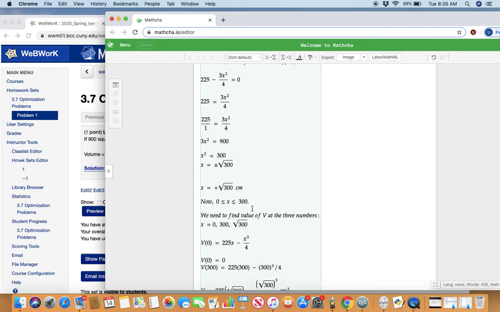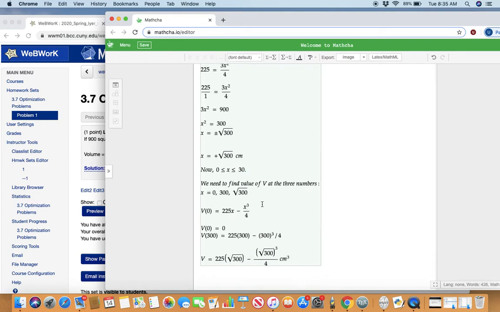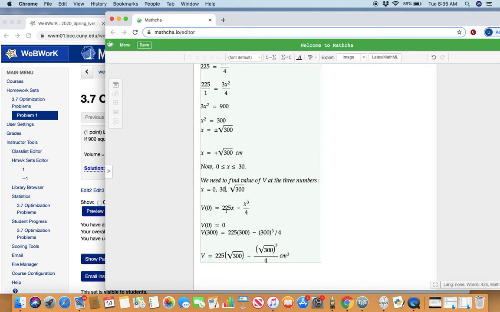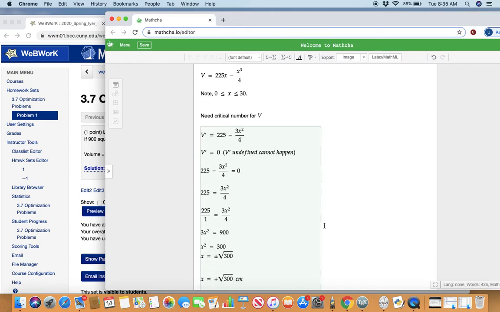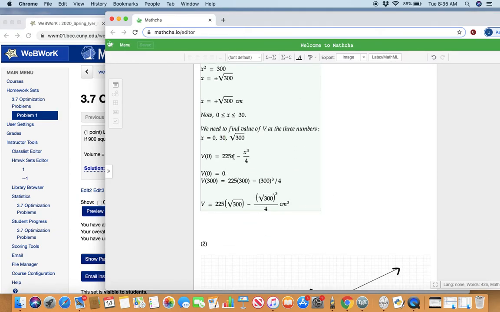Square root 300. Now x is between 0 and 30. Remember, 30 was the max you could go. So we want to find the value of v at 3 different numbers: the endpoints and the critical number, and see which one gives you the maximum. Okay. v at 0, plugging it into the function v. Remember, v is this function. That's what I'm substituting in. When I plug in 0 here, 0 here, I get all 0. This is v of x. v at 0, plugging in 0, I get 0.